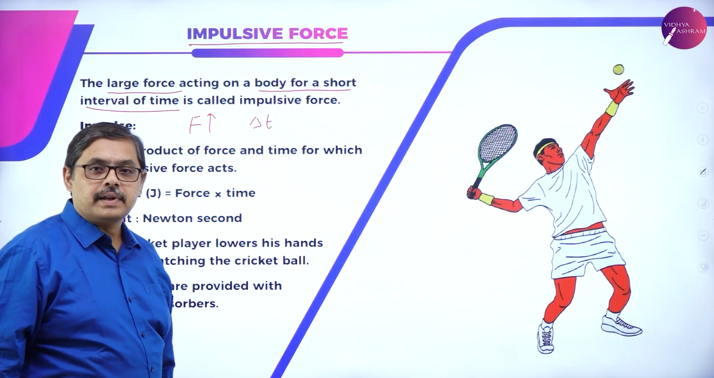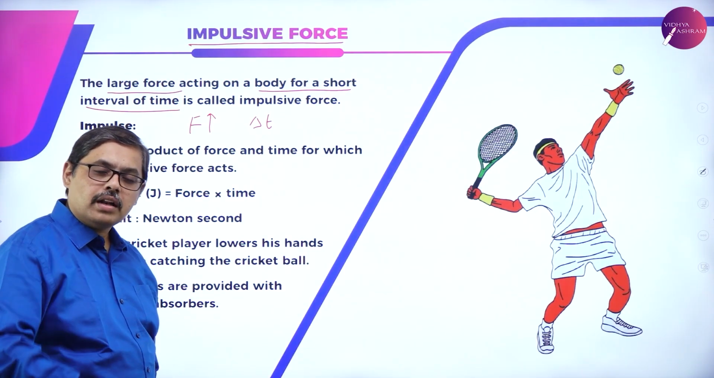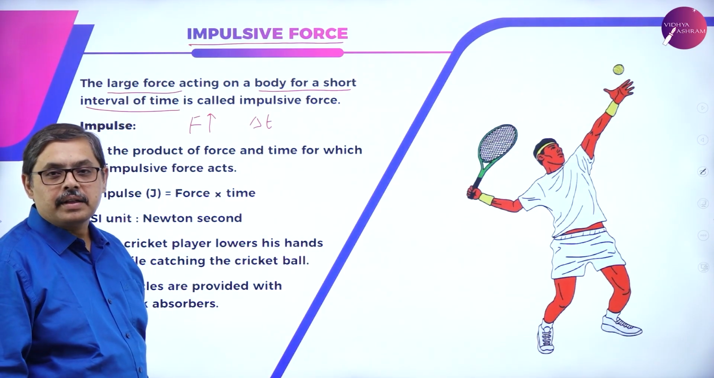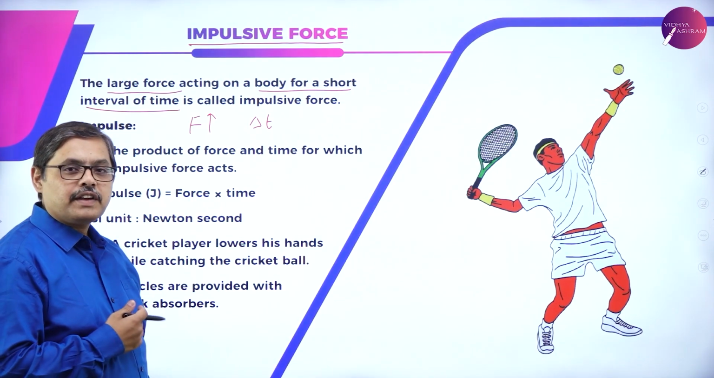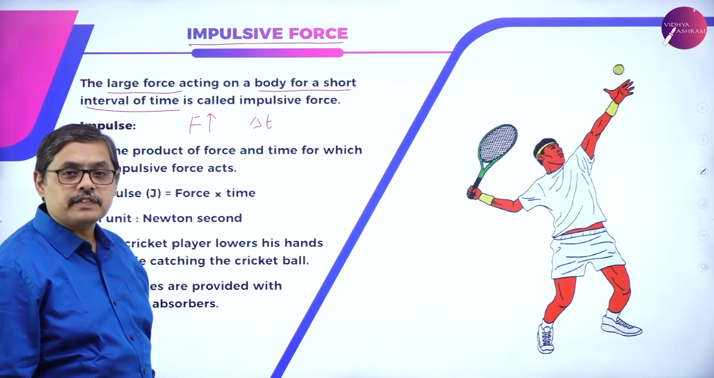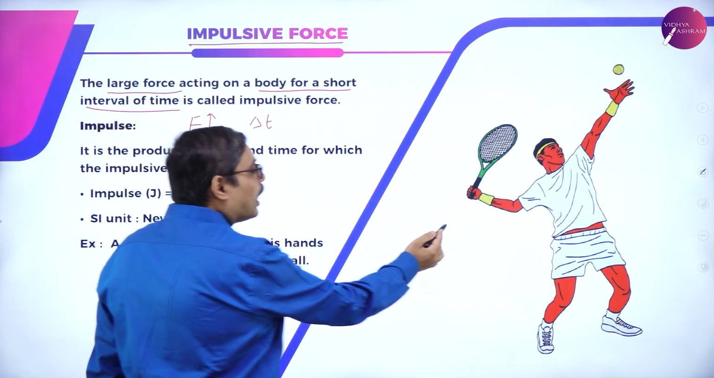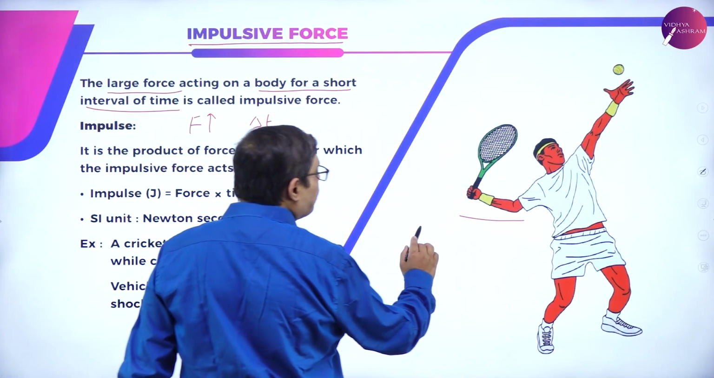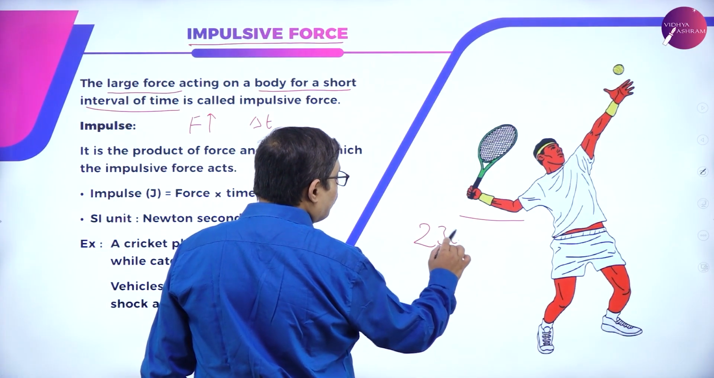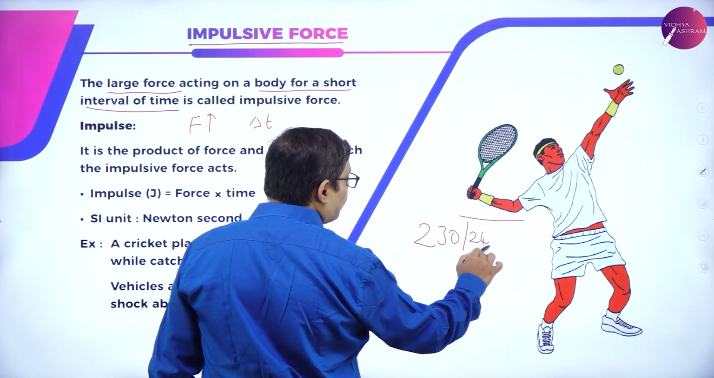What is the example? The batsman hitting a ball. What is the time of impact? The ball touches the bat for a microsecond. But if he has timed it properly, it can go out of the stadium. Similarly, a tennis player making a serve. The serve can go up to a speed of 230 or 240 km per hour.